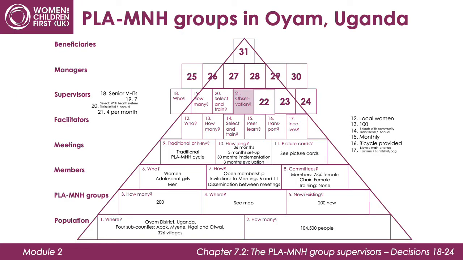Let's revisit our real-world example of a PLA-MNH group program in Oyam district, Uganda. Here, the PLA-MNH group supervisors each observed 1 facilitator in action per week. This meant that they were able to observe almost all the facilitators in their catchment areas every quarter. Remember, they had 14 facilitators each. By rotating the groups they observed, this also meant they were able to observe almost all the PLA-MNH groups in their catchment areas every 6 months, and most of their groups twice per year.